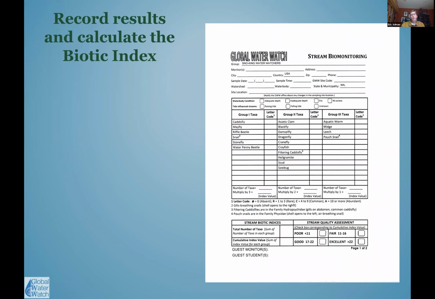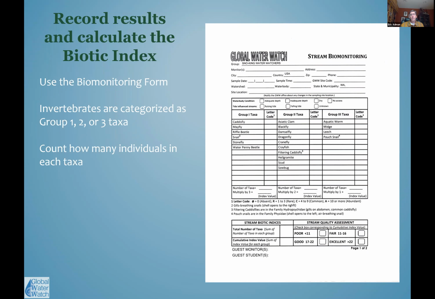And then you're going to record the results, and we'll talk about how you calculate the biotic index. On this form, there are different spots for you to record the different types of things that you find. And as I mentioned, this particular index method groups them into 3. There are some other indices that use 4, but essentially the idea is to come up with a weighted number based on how many different types of things you find within each of these categories.